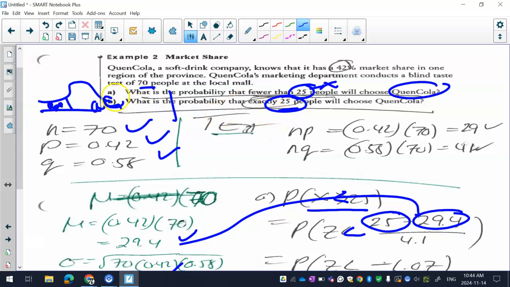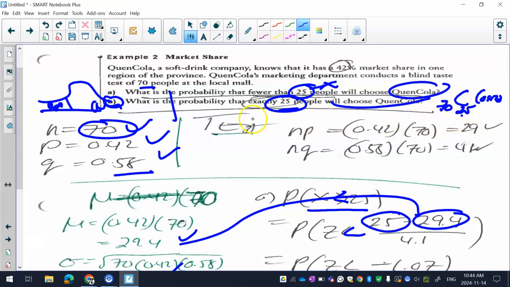Now, you could do this with a binomial distribution. I'm not going to ask you to do this in this unit, but it could be a question on the exam. If you were to do this, you have 70 people and 25 are success, right? So then you would go 0.42 to the power of 25 and 0.58 to the power of 45. Why is it 25 and 45? There's your 25. 70 subtract 25 is going to be 45.